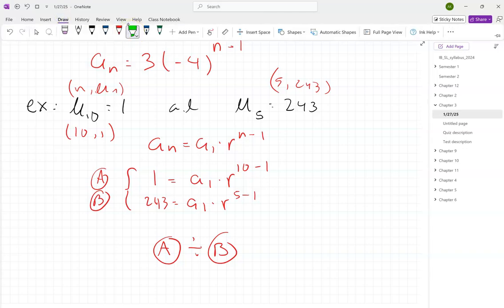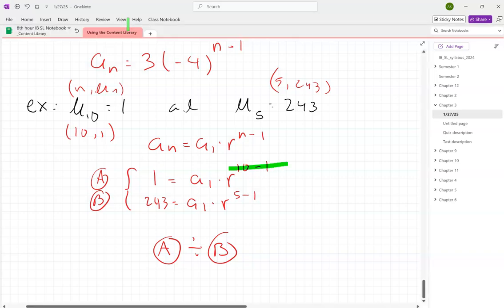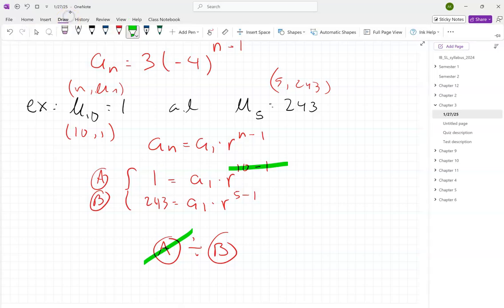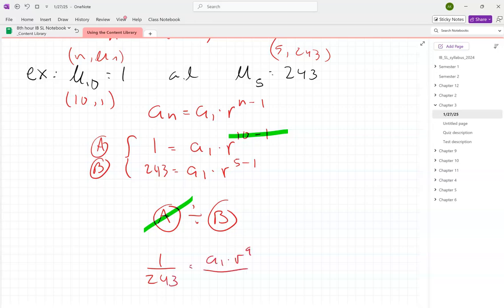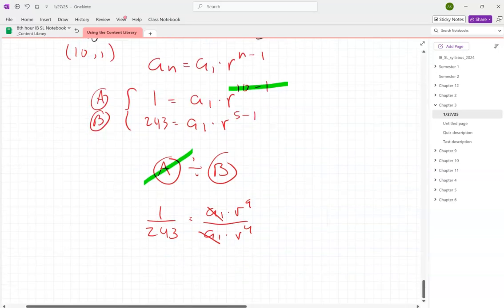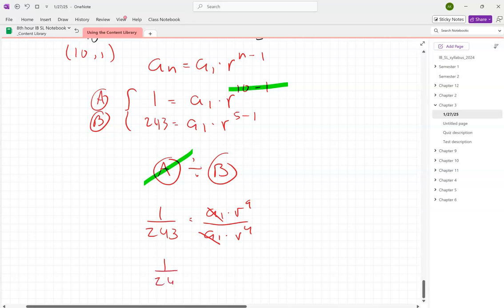I want to be a little bit careful here to make my life simpler. I want the equation with the biggest exponent to be the numerator of my division problem. It still works the other way, but it makes things uglier than it needs to be. So I'd have 1 over 243 equals a sub 1 times r to the 9th over a sub 1 times r to the 4th. Well, the a sub 1s are going to cancel there. There's my elimination happening. R to the 9th divided by r to the 4th is r to the 5th.